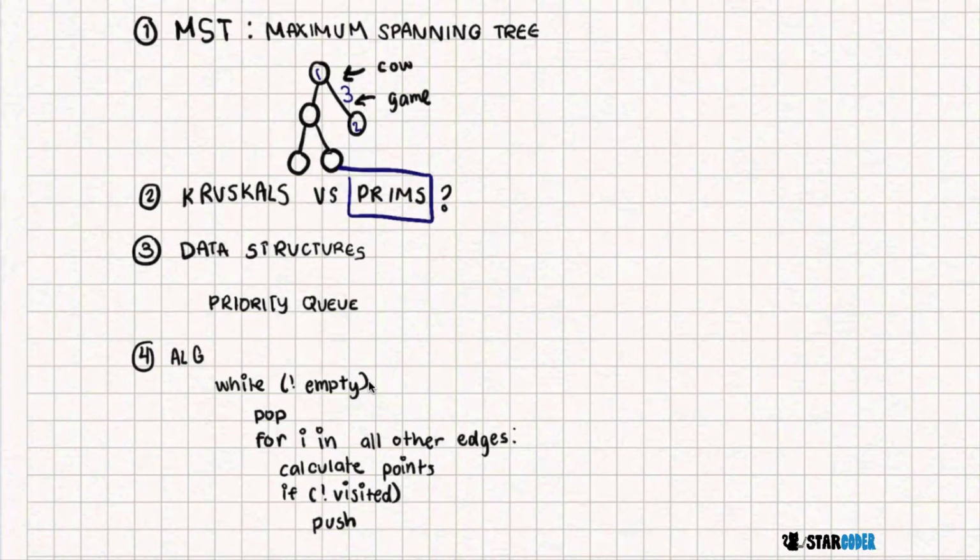For the algorithm, we're going to be using a priority queue, and now we're going to look through the pseudocode. While the priority queue is not empty, we're going to pop the first value, and then, like I said earlier, we're going to look at all of the other edges, and then we're going to calculate the amount of points, and we can just create a function above to look for that. Then we're going to say, if this point is not yet visited, we're going to push it into the priority queue. Again, since we have to look through all of the other edges and calculate the best ones, we are going to use Prim's. So let's move on to the actual code now.